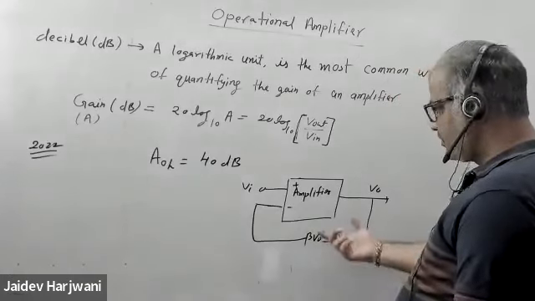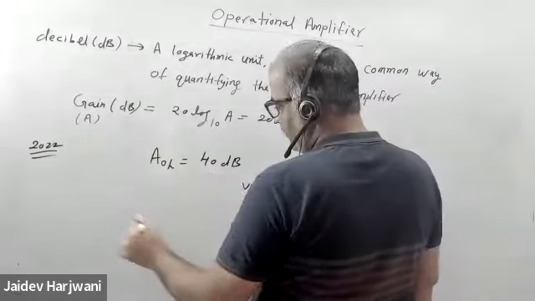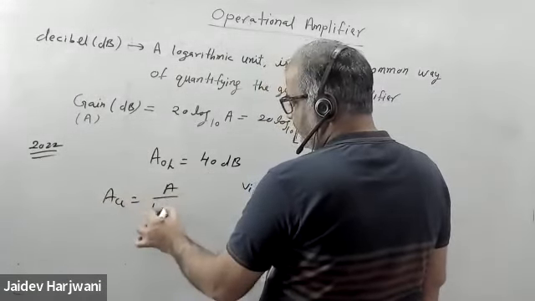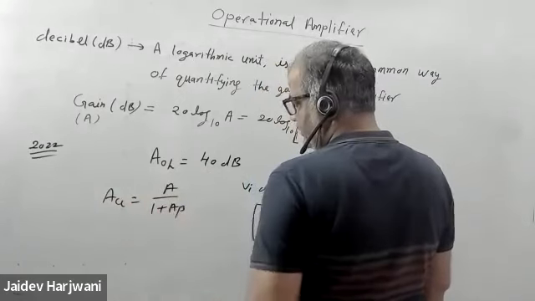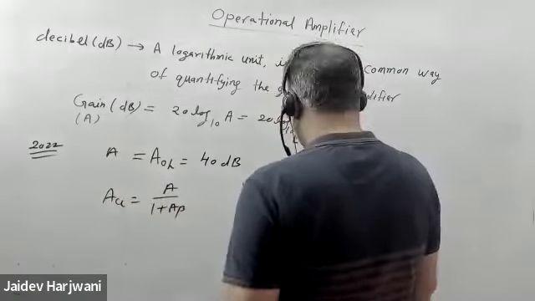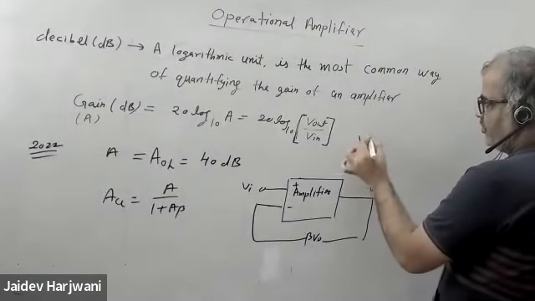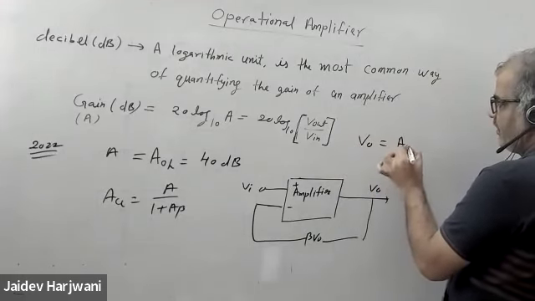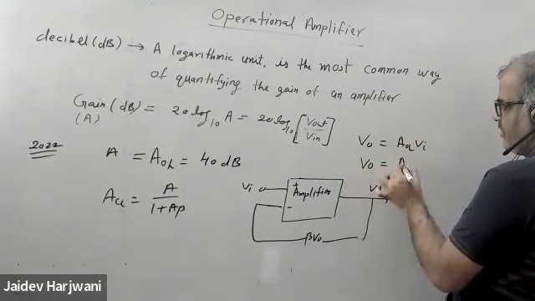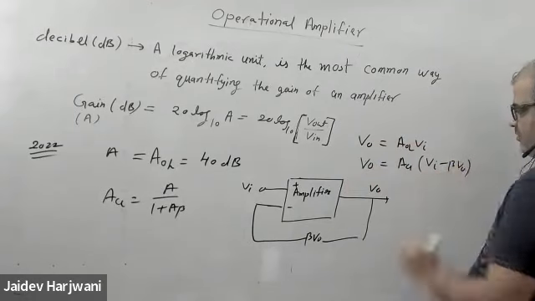We have already solved this one. We know if the open loop gain is A, then closed loop gain will be A upon 1 plus A beta, isn't it? This open loop gain I'm writing with A. So in the beginning you have V output and V input, and in the second case the input is changed by beta V naught.